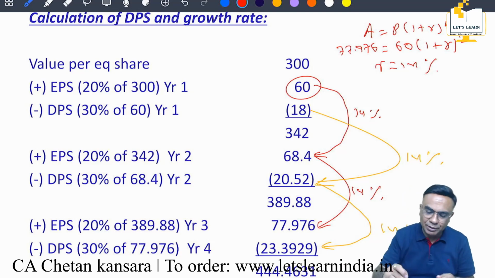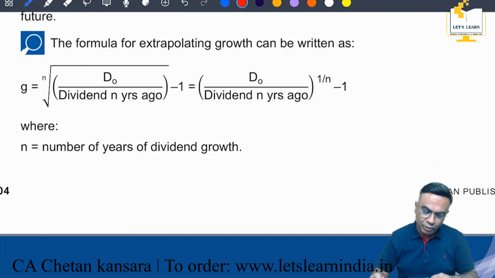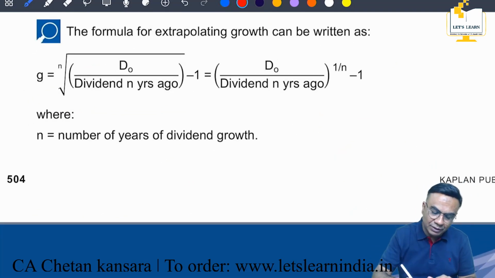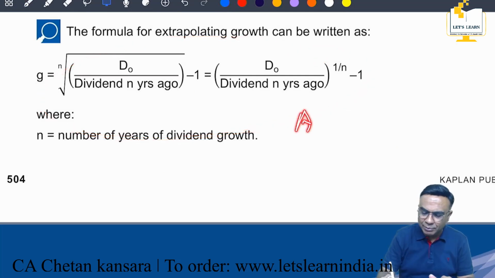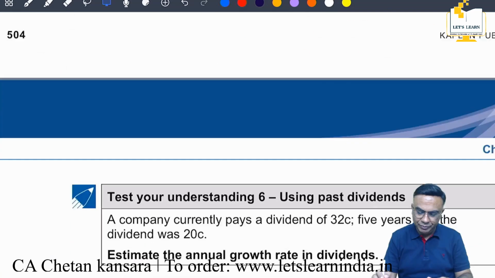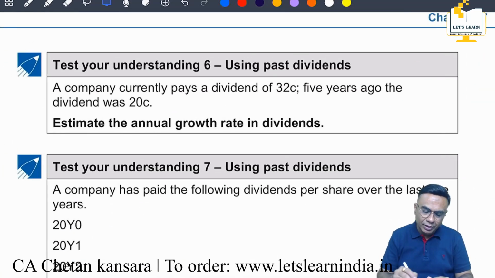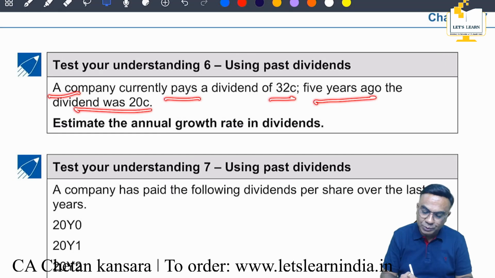Let us take an example from your Kaplan book. This is the formula which I was just explaining: amount equal to principal 1 plus r raised to n. A company currently pays a dividend of 32 cents. 5 years ago, the dividend was 20 cents. Now what is the annual growth rate?